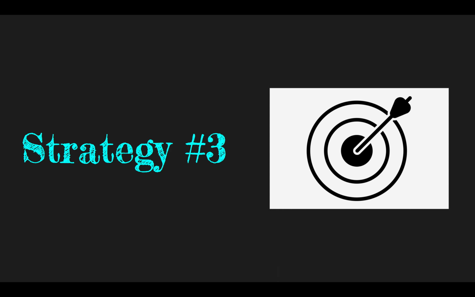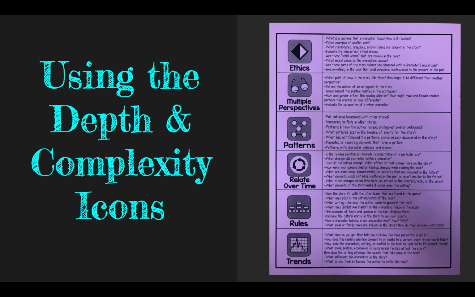This one applies to our depth and complexity icons that we use in fifth grade, that we use in GATE education. These icons are meant to get you thinking in a variety of ways. Not all of these icons will be useful throughout all the sections or chapters of your book, and some won't even really apply in the book as a whole. It just kind of depends on the genre that you're reading.